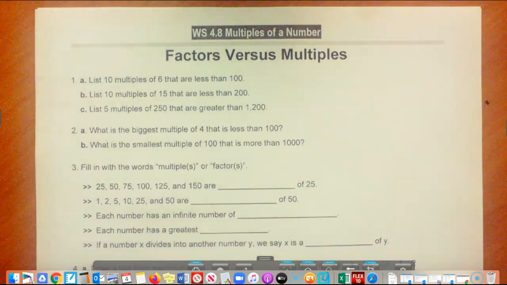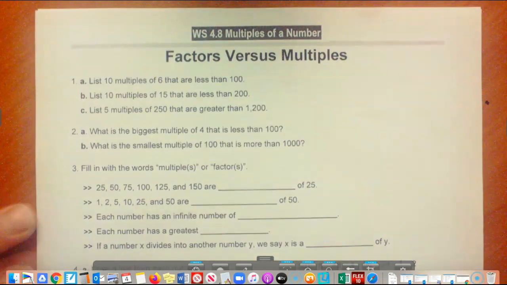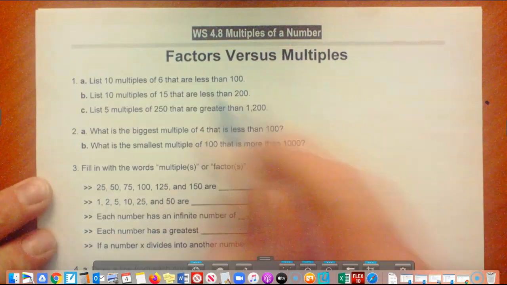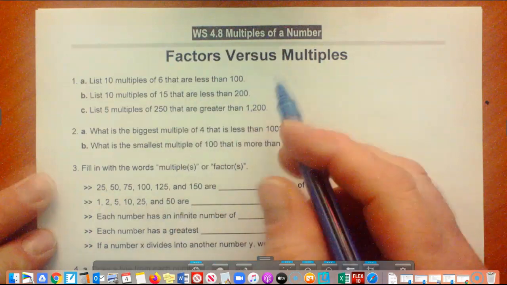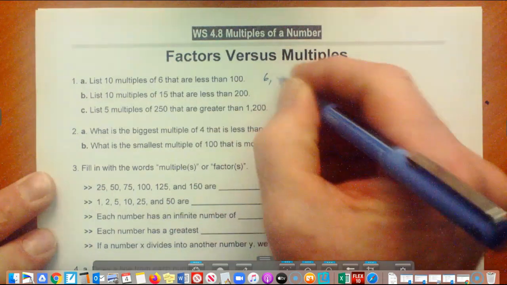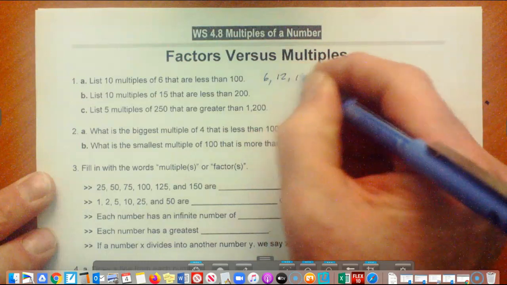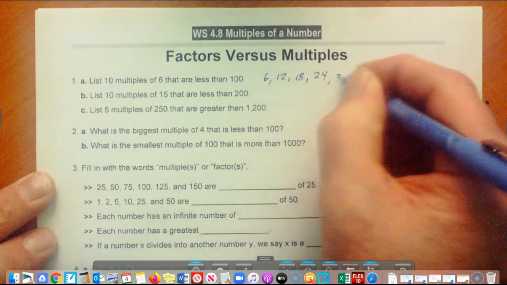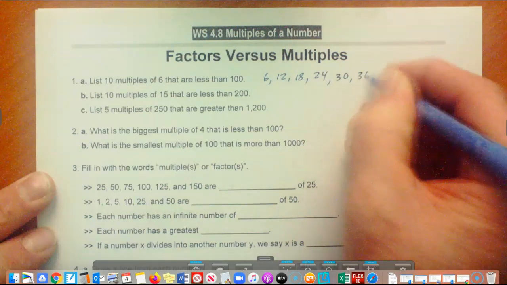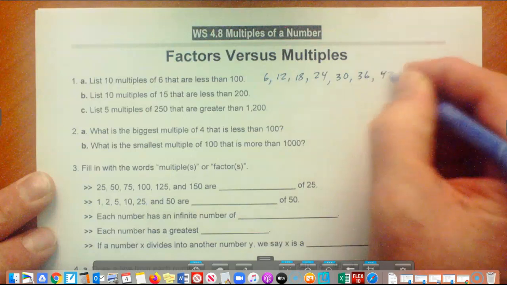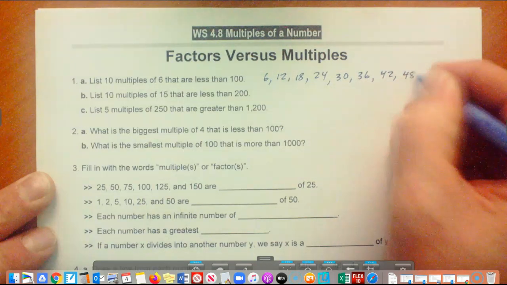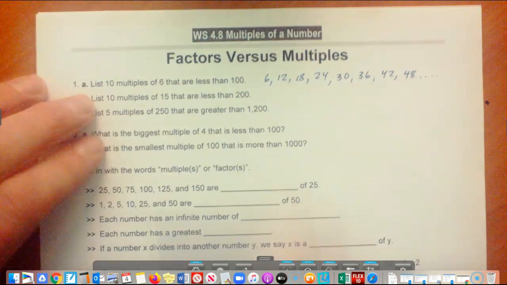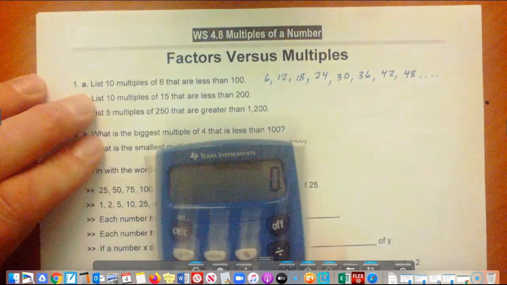Hello, this is a tutorial on worksheet 4.8, multiples of a number versus factors. List the first 10 multiples of 6 that are less than 100. 6, 12, 18, 24, 30, 36, 42, 48. And just to show you how you can do that, if you don't know those, I didn't do all 10 there, but you can just take a calculator and start from there.